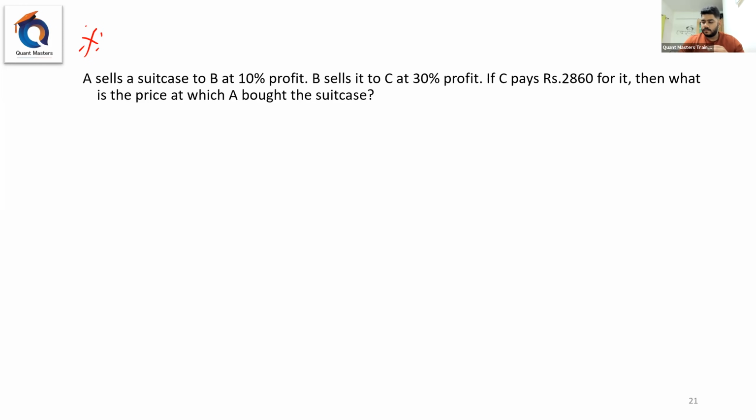Now this sum, how do I do it in the fastest way? A sells a suitcase to B at 10% profit. So let me assume A is buying at 100. He's selling to B at 10% profit, which means he's selling at 110. So he's getting a profit of 10 rupees.